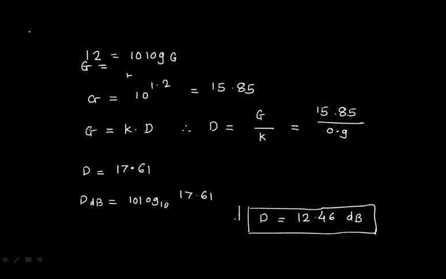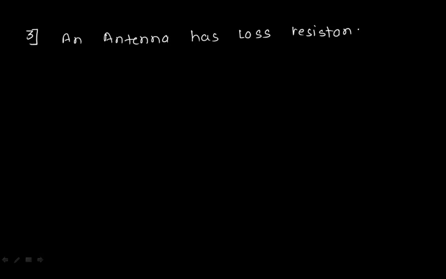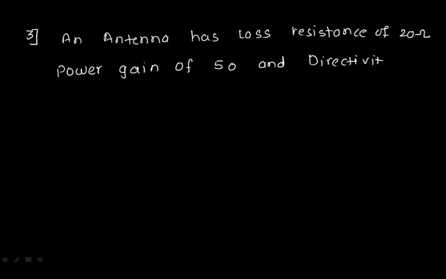So here, this is the third problem I'm going to solve. An antenna has a loss resistance of 20 ohm, power gain of 50, and directivity of 80. Determine the radiation resistance. Okay. So if you solve such kinds of problems, I'll enlist what is given in the problem first.